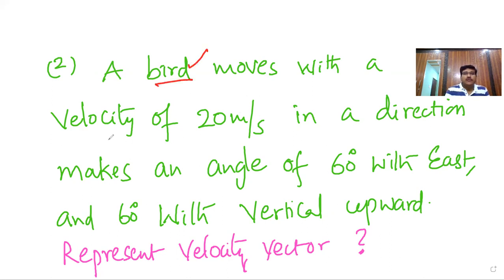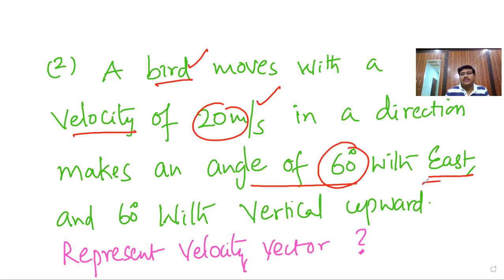A bird is moving with a velocity of 20. In which direction? In a direction making an angle of 60 degrees with east, and 60 degrees in the vertical. So the velocity of the bird should be represented in the vector form. Is it clear? Velocity of the bird is to be represented in the vector form. Both are 60 degrees, along east and along the upward. Clear?